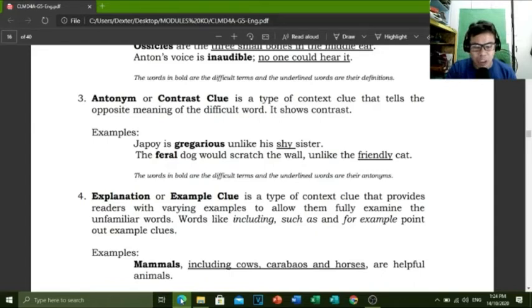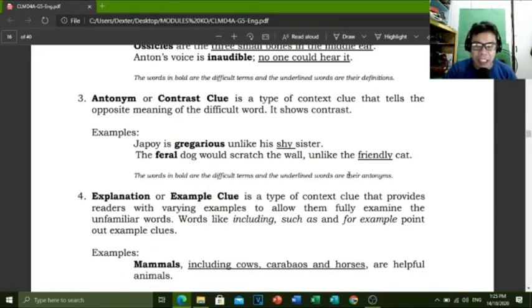The feral dog would scratch the wall unlike the friendly cat. Again, the feral dog would scratch the wall unlike the friendly cat. So, in our sentence, the bold word or the highlighted word is feral. So, we're going to find out the meaning of the word feral in the sentence. Now, since we're talking of the opposite meaning, the underlined word in this sentence is friendly. Therefore, it's obvious that the word feral is the opposite of friendly.